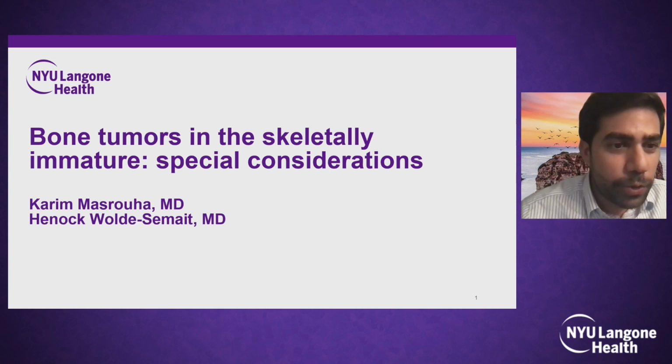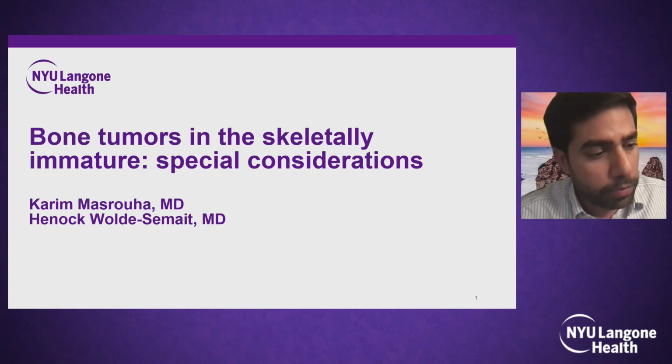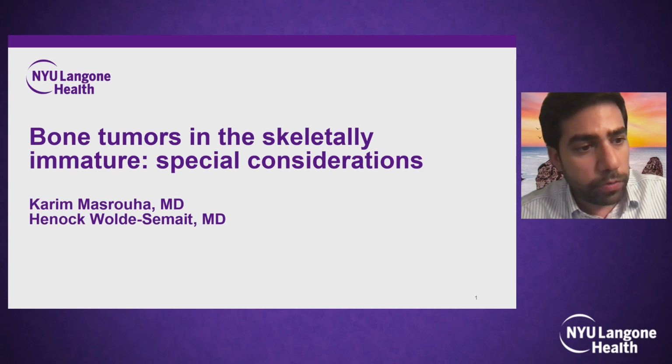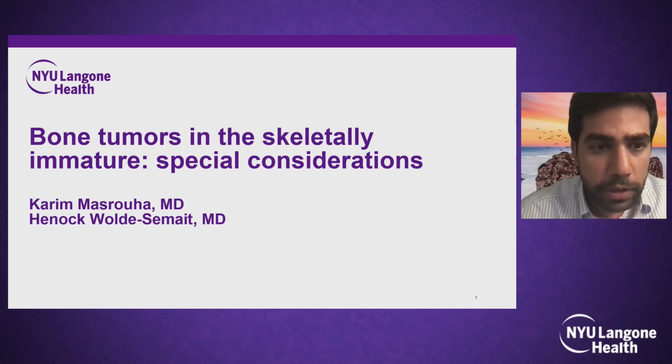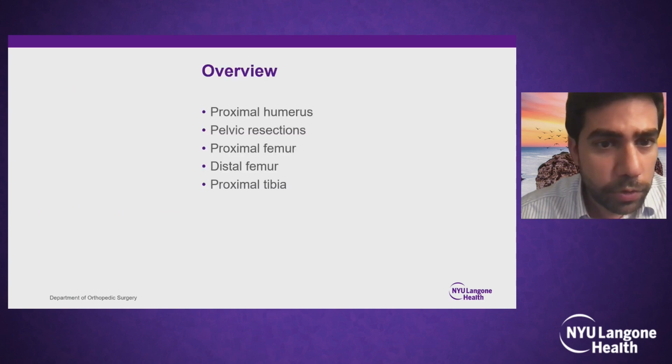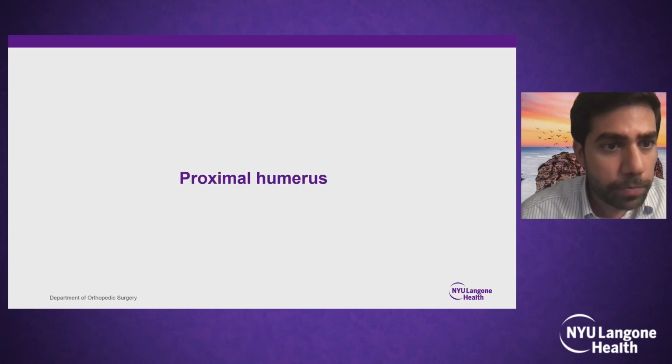Thanks. All right. So in my talk, I'm going to talk about some of the special considerations in skeletally immature patients with bone tumors. And it's basically the impact of the proximity of the tumors to the physis, resecting the physis, trying to preserve it, and what are our options in these patients, how we can be creative and versatile in their treatment. So no disclosures. So I'm going to go over tumors in different parts of the body and try to discuss some of the ways we think about these types of tumors.